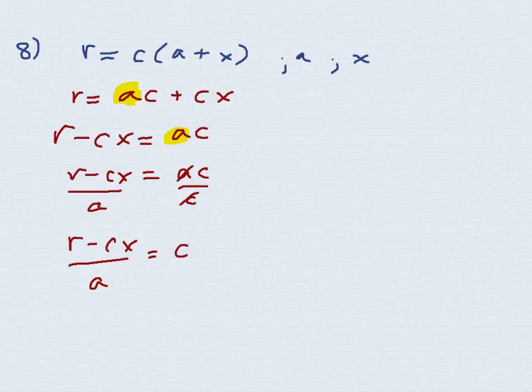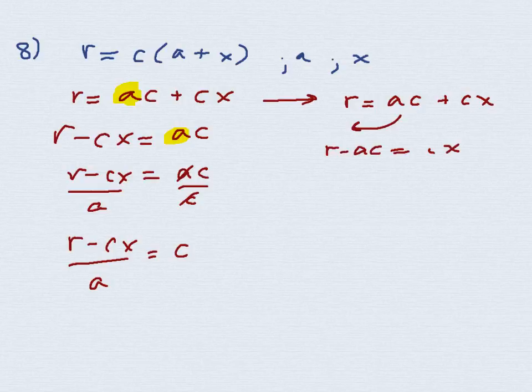If you were asked to solve for X, then the first step after the bracket was cleared, R equals AC plus CX, is the same, but now we're going to move the AC to the left. So R minus AC is going to equal CX. And you want to solve for X, so you're going to divide by C on both sides.